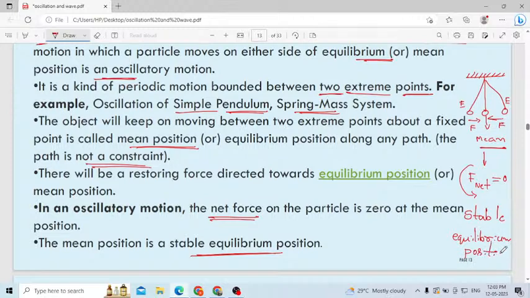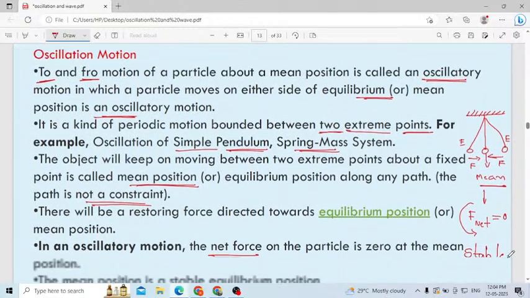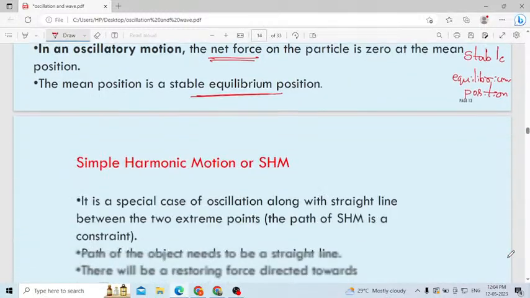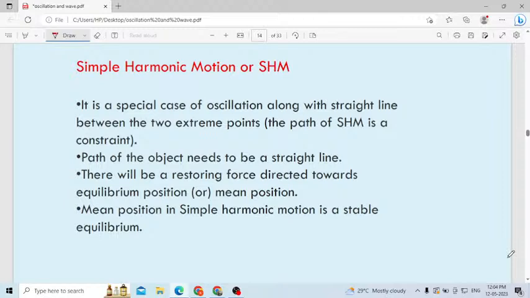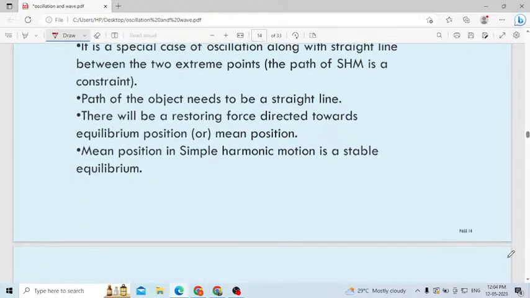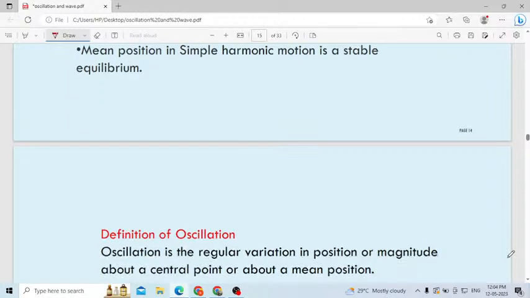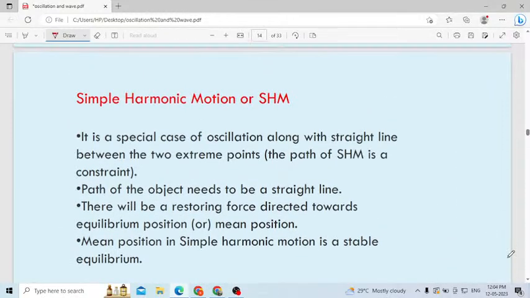Very important thing we learned based on this oscillatory motion. Next, simple harmonic motion. I am explaining the difference between oscillatory motion, simple harmonic motion, periodic motion, everything.